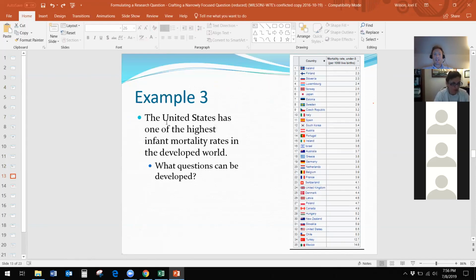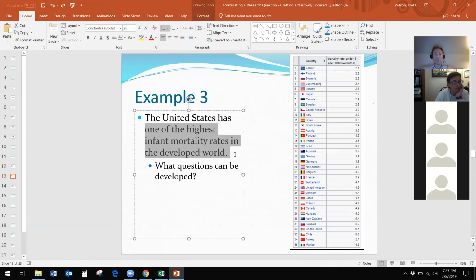The United States has one of the highest infant mortality rates in the developed world. You may not be aware of that. Unfortunately, too few people are. What questions can be developed? I come across this fact. Look, here are the 32 most developed countries in the world, ranked by infant mortality. And here's the U.S., right? We are number 32.